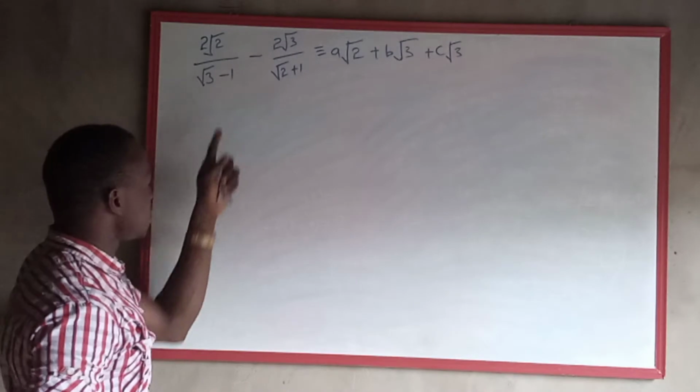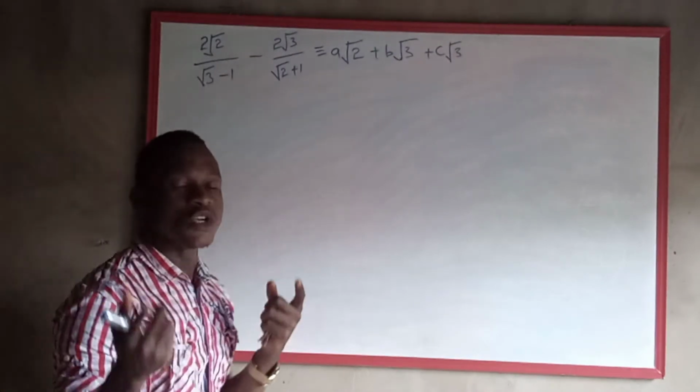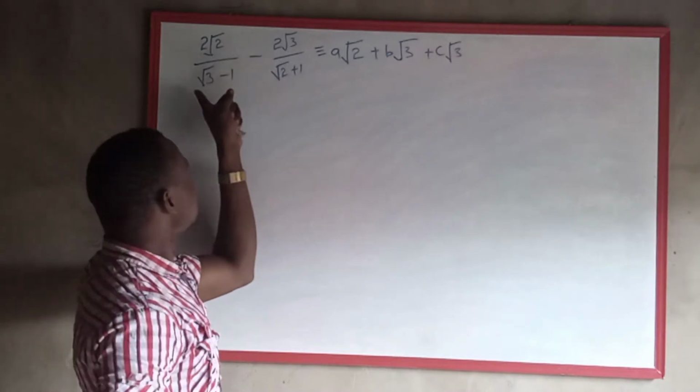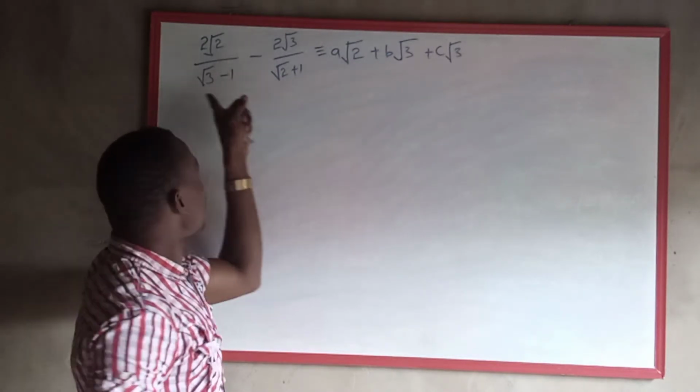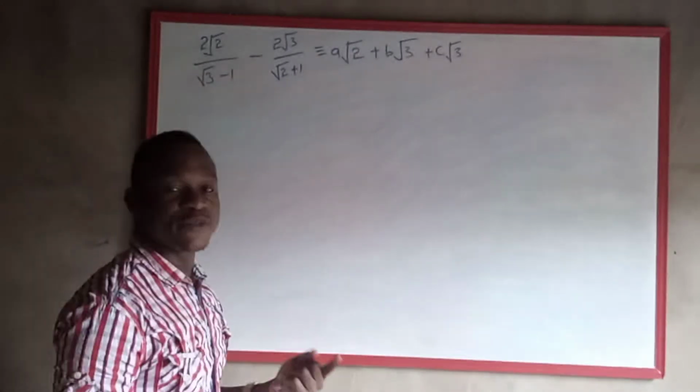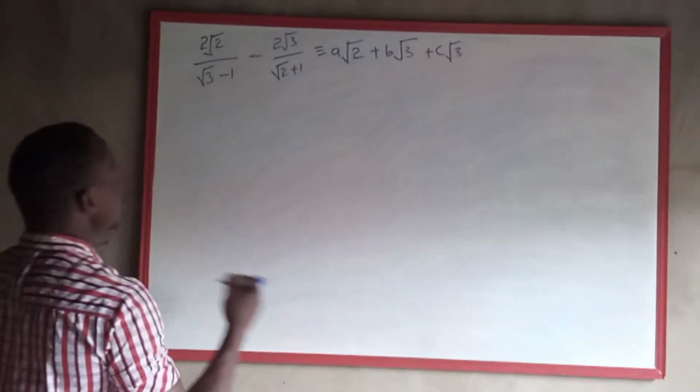Now, the first thing to do is to rationalize this surd. As I've said in my video on surds, if you want to rationalize a surd, you multiply the numerator and denominator by the denominator, but with a different mathematical operation. So let's see how we do that.